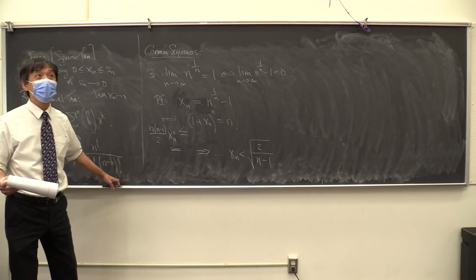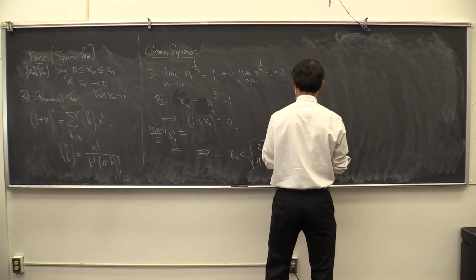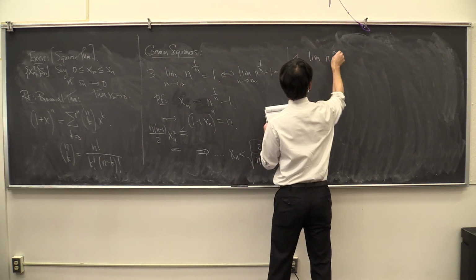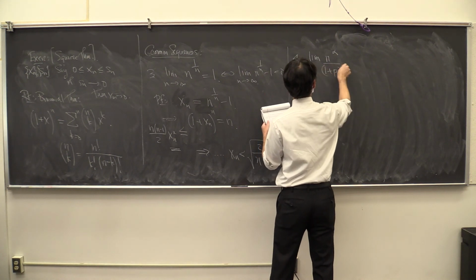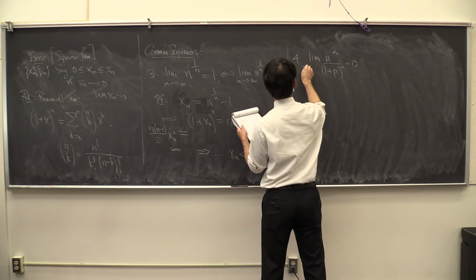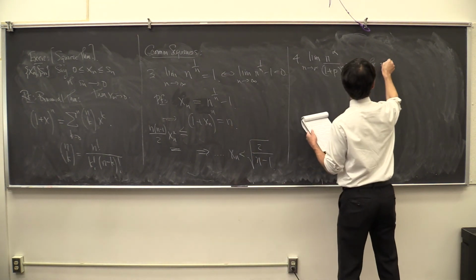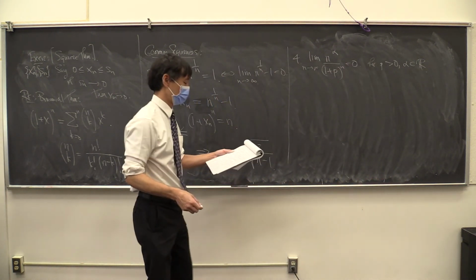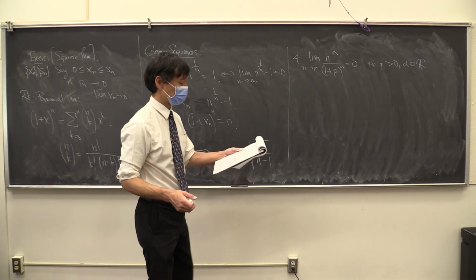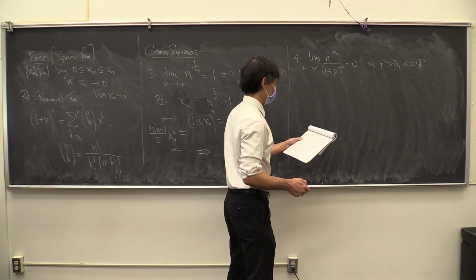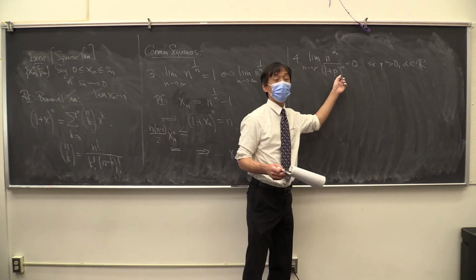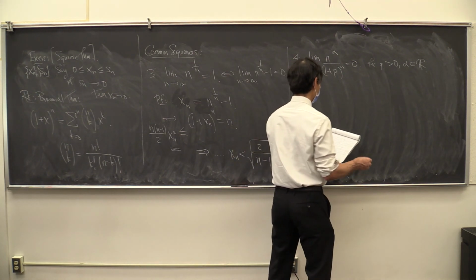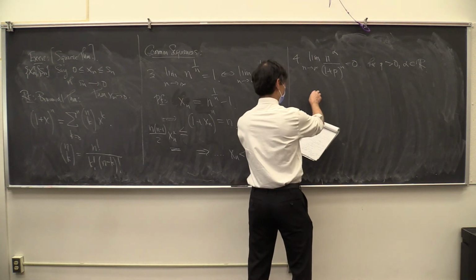Okay, let me do one more example. So this is number 4 in the text. The limit of n to the alpha over (1 plus p) to the n, as n goes to infinity, for p greater than 0 and alpha a real number. Okay. So this again we're going to control using the binomial theorem in the following way. This one's a little bit trickier.